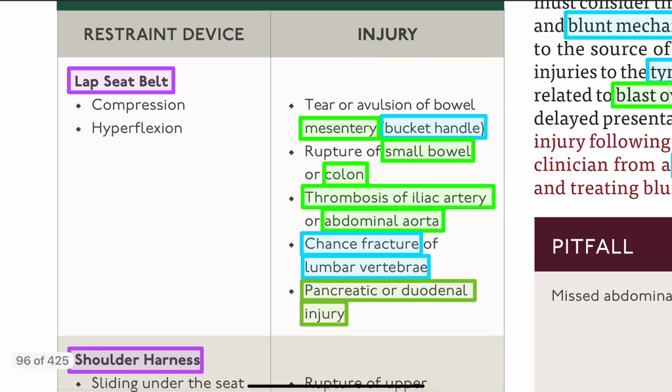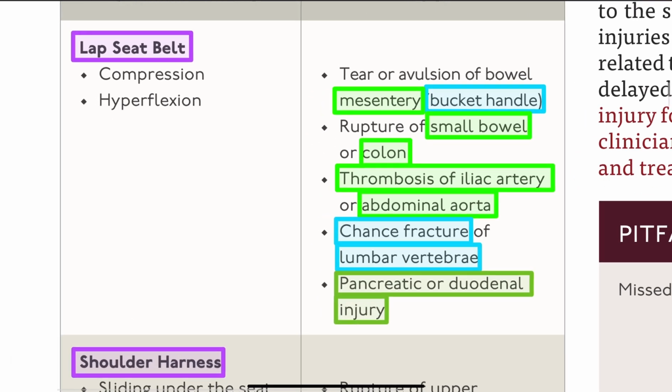Then thrombosis of the iliac artery and abdominal aorta. Then Chance fracture of the lumbar vertebra. This is very important, many times asked. So Chance fracture of the lumbar vertebra. And then pancreatic and duodenal injury. This is also many times asked.